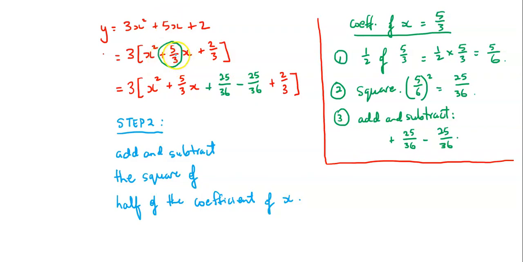The coefficient of x is 5 over 3. Half of that we found was 5 over 6. We're going to square it. So we have 5 over 6 squared, which is 25 over 36. And we're going to add and subtract 25 over 36.